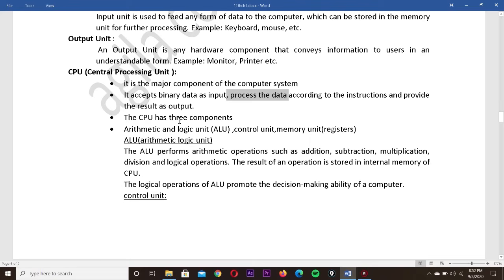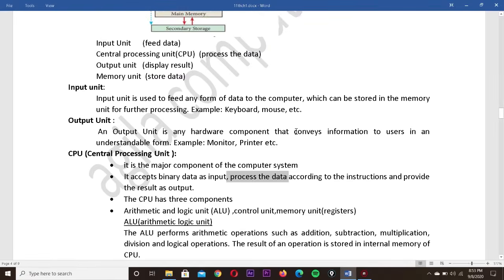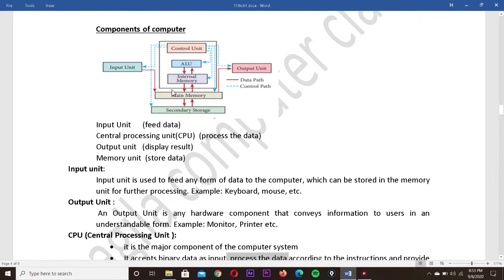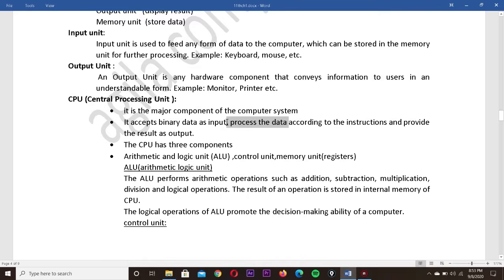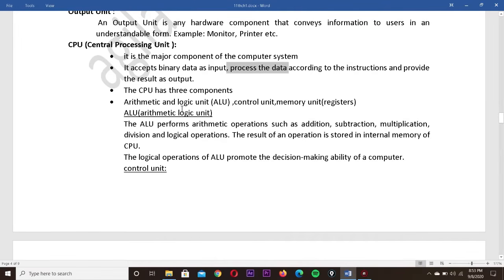And the CPU has 3 major components inside it. What are they? Arithmetic logic unit, that is ALU, control unit, and memory unit. Inside the CPU there is the smallest unit. If you look here you can see the internal memory, that is called internal memory. The other memory is outside; that is a unit of the computer system, okay. So don't get confused with that.